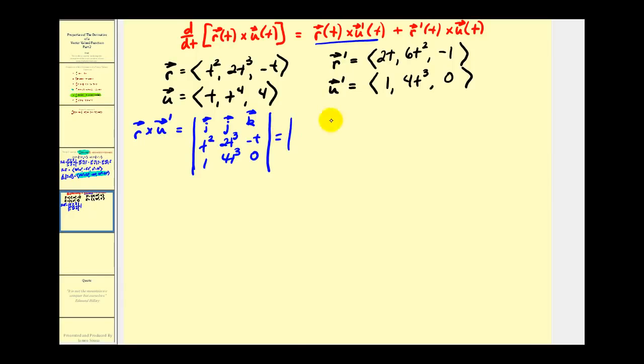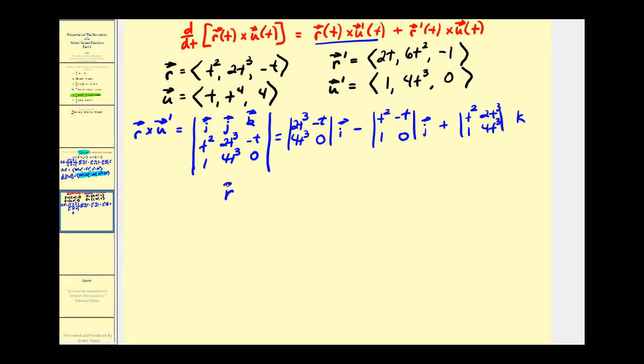Let's go ahead and evaluate this. So the first 2 by 2 determinant will be from eliminating row 1 and column 1, so we'll have 2t cubed, negative t, 4t cubed, and 0. Second 2 by 2 determinant will be formed by eliminating row 1 and column 2, so we'll have t squared, negative t, 1, 0. And then eliminate row 1, column 3, we'll have t squared, 2t cubed, 1, and 4t to the third.